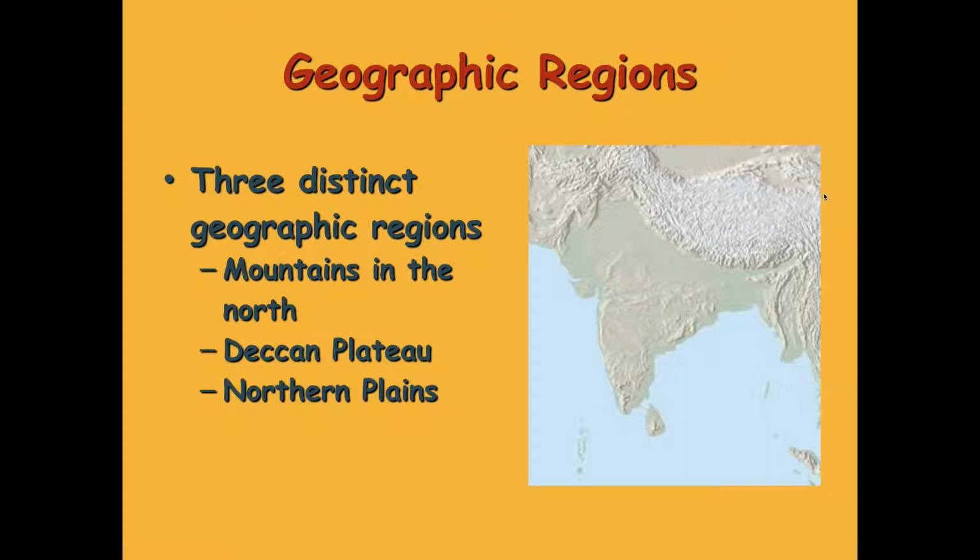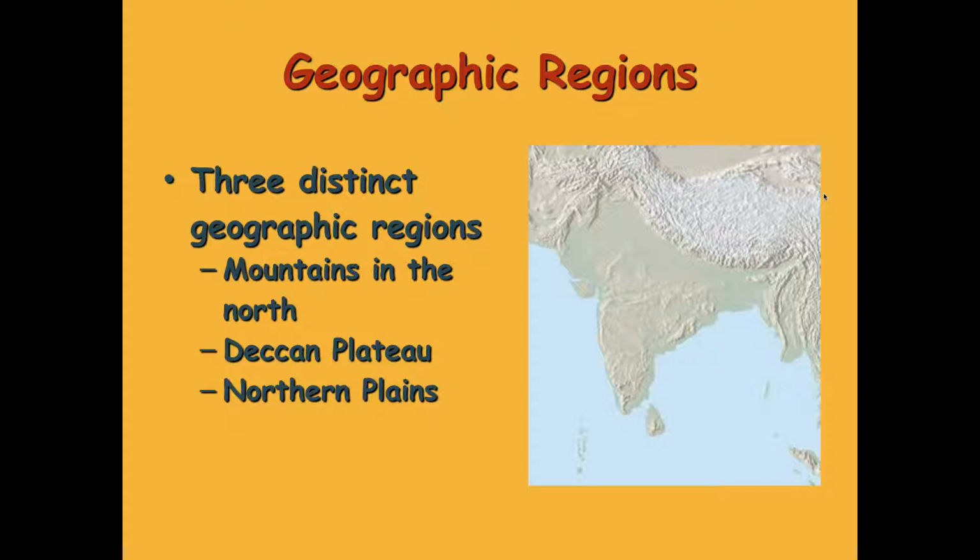Okay. So there are three main distinct geographic regions to India. The first is the mountains in the north. These are the Himalayas that we talked about in our previous class. We have the Deccan Plateau, which is that elevated region you see towards the southern end of India, where it goes up into that browner point right there. A plateau is a higher elevated region that's flat land. It tends to be warmer as well.